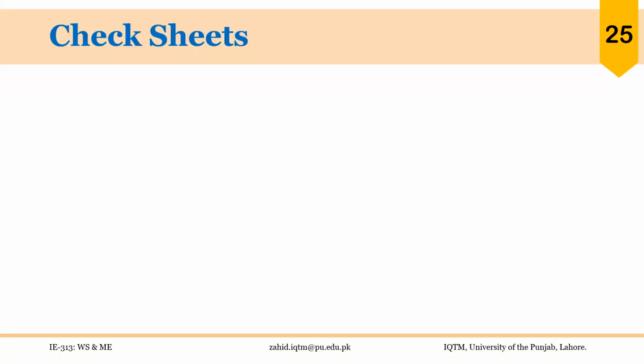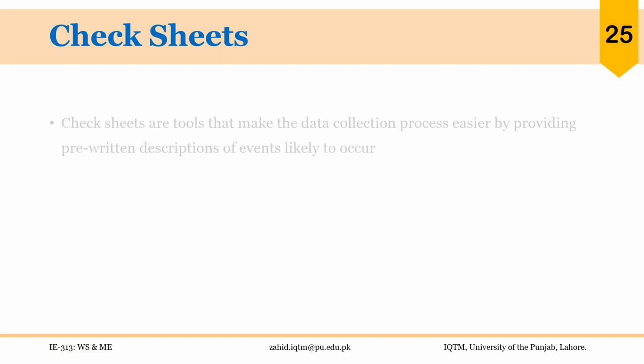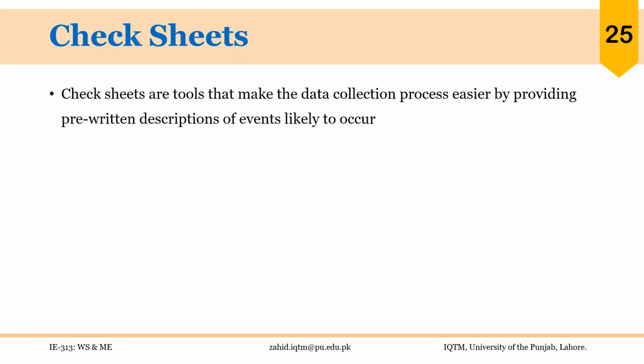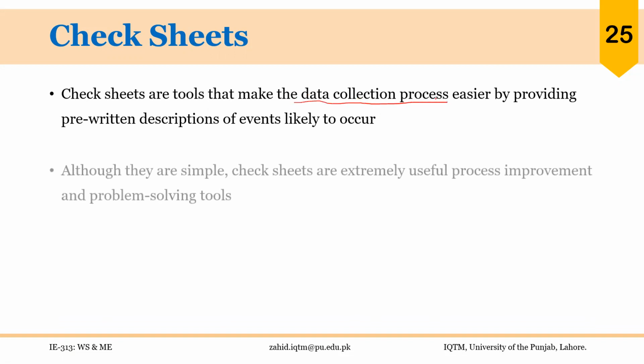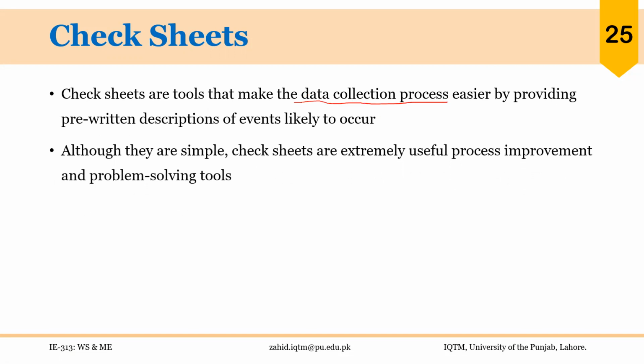Third important tool that we are going to discuss to identify the problems in a process is check sheets. Check sheets are tools that make the data collection process easier by providing pre-written descriptions of events likely to occur. So it's a very good data collection tool. Although they are simple, check sheets are extremely useful process improvement and problem solving tools.